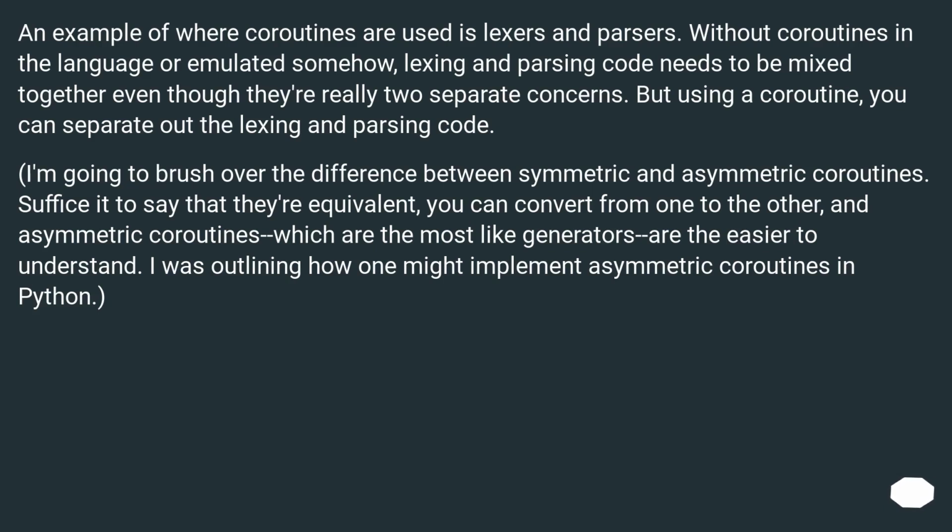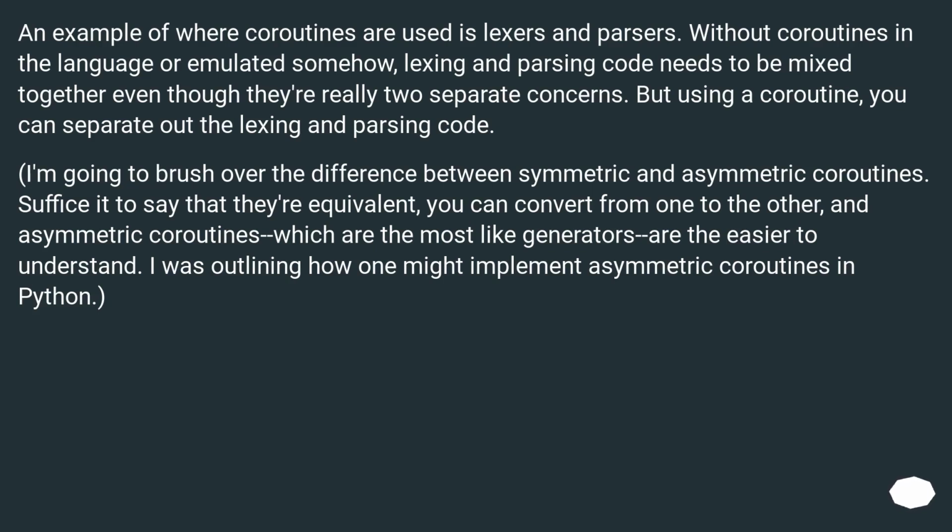An example of where coroutines are used is lexers and parsers. Without coroutines in the language or emulated somehow, lexing and parsing code needs to be mixed together even though they're really two separate concerns. But using a coroutine, you can separate out the lexing and parsing code.